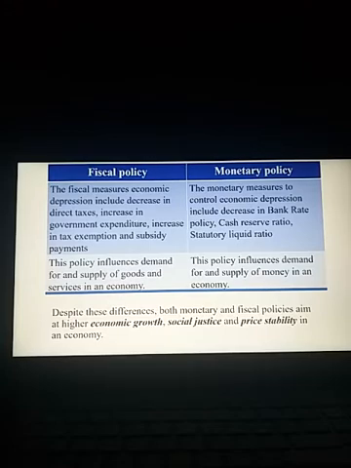Observe the right hand side. The monetary measures to control economic depression include a decrease in BRP, CRR, and SLR. Just recollect, in the previous slide we learned that at times of inflation, RBI increases bank rate, CRR, and SLR. Since it is depression, it decreases. Blindly remember, at times of inflation, RBI or the central bank increases BRP, CRR, and SLR. In deflation or depression, it decreases. Inflation increases, deflation or depression decreases.